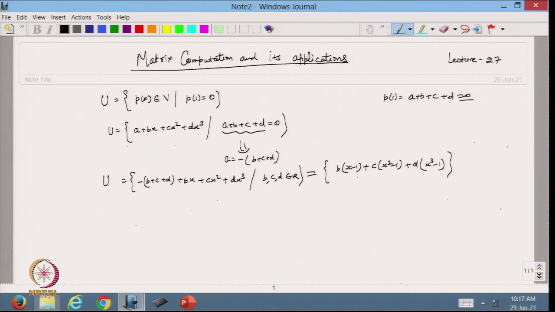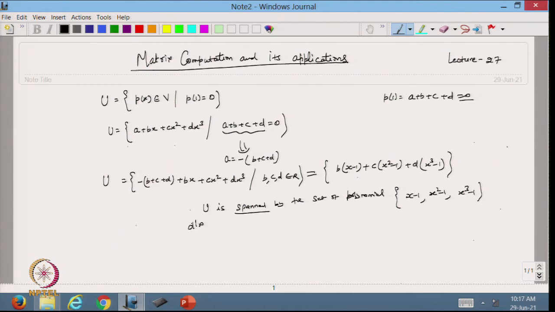So, from here I can say that U is spanned by the set of polynomials x minus 1, x square minus 1 and x cube minus 1, because they are spanning the whole U. So, this is a spanning set.